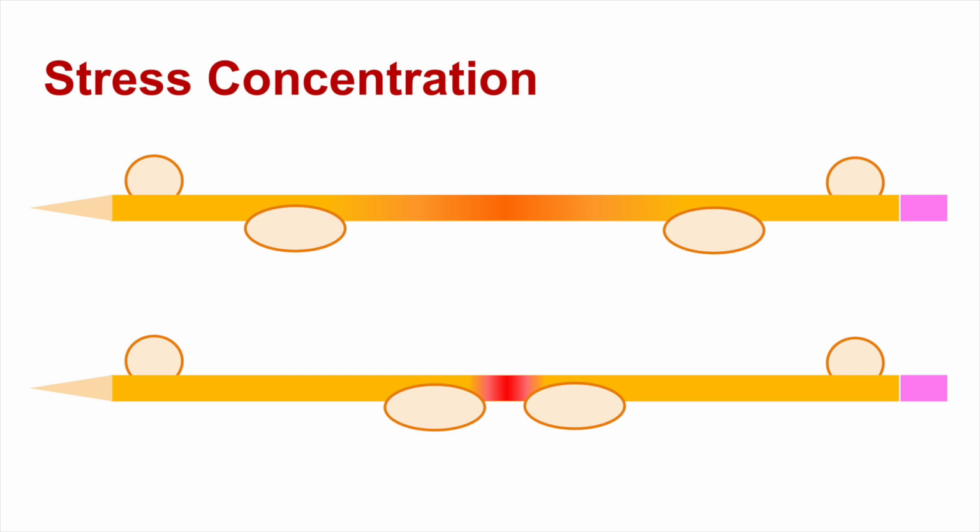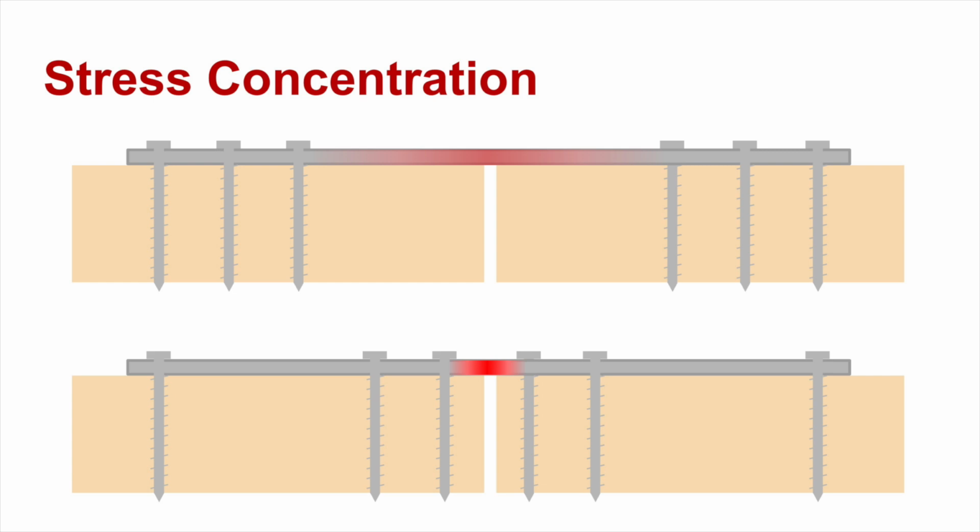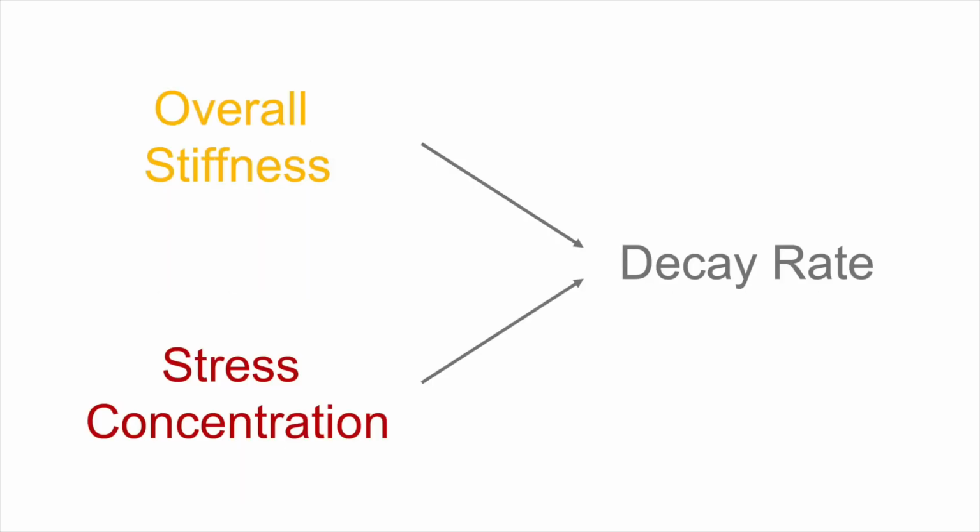So here are the two scenarios side by side for comparison. The same thing happens for screws in a plate. When screws are placed closer to the fracture, it concentrates the stress to a smaller area of the plate. So now we have the two pieces that affect decay rate: overall stiffness and stress concentration.